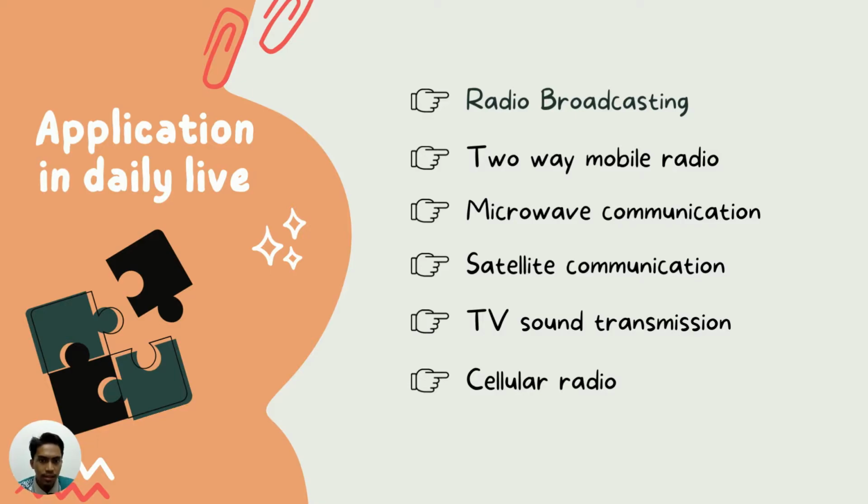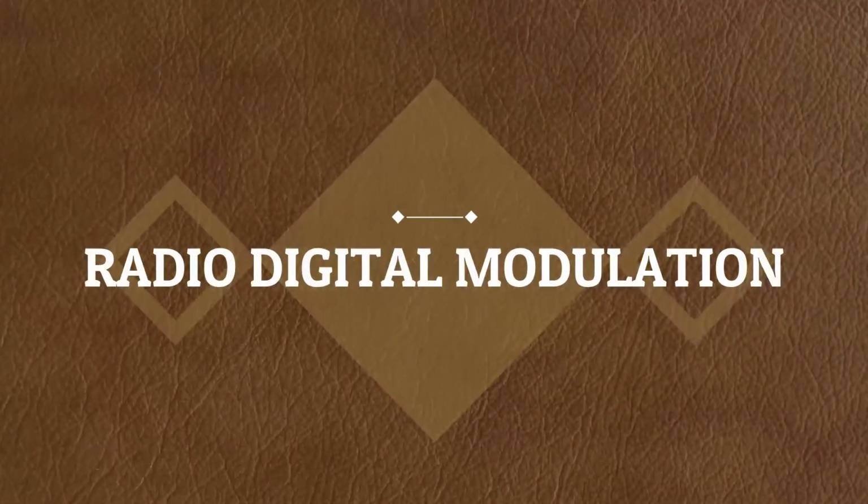of the modulation signal is the first radio broadcasting, second two-way mobile radio, third microwave communication, next we can see satellite communication, TV sound transmission.